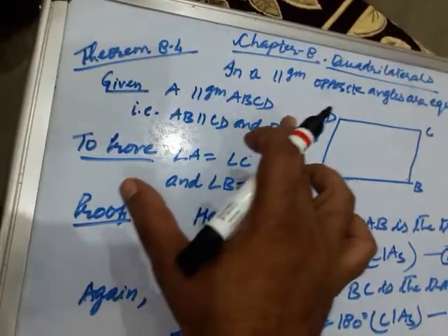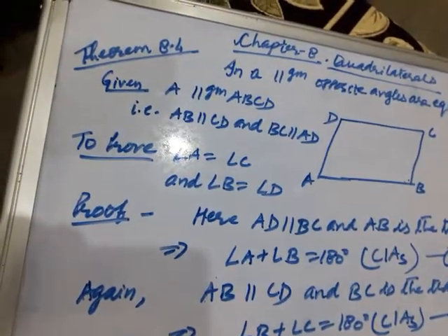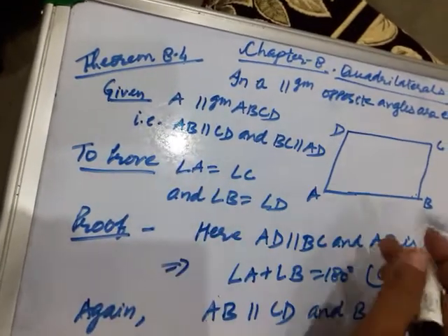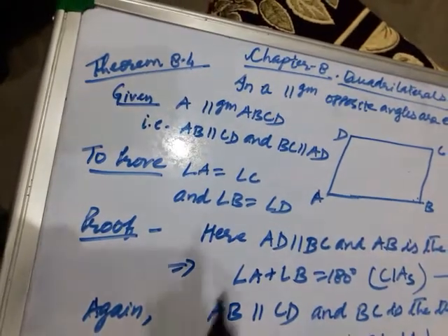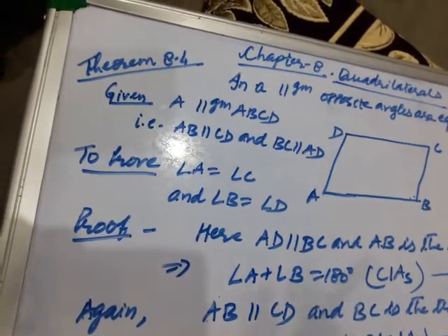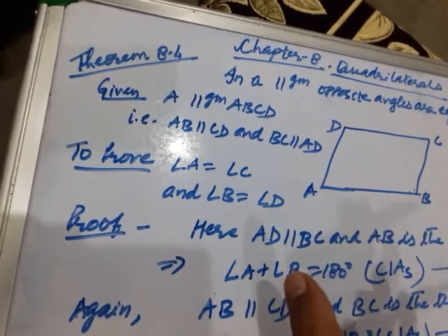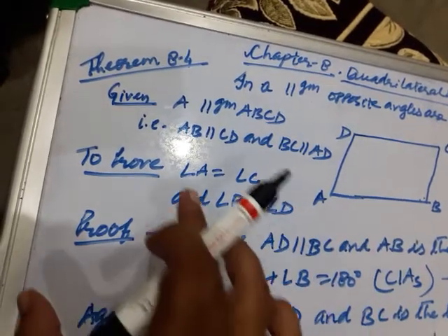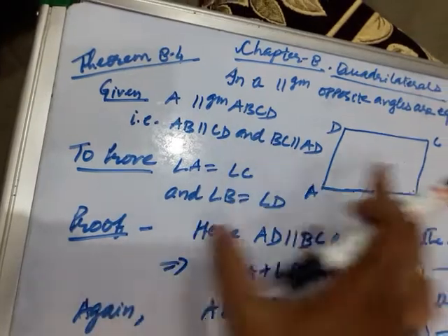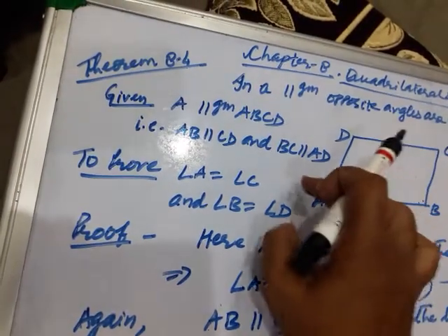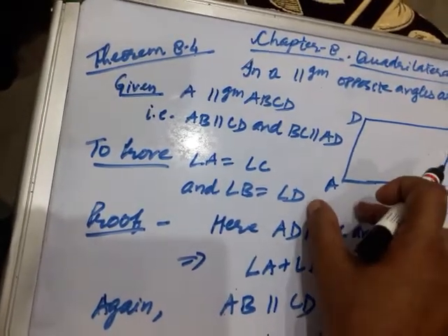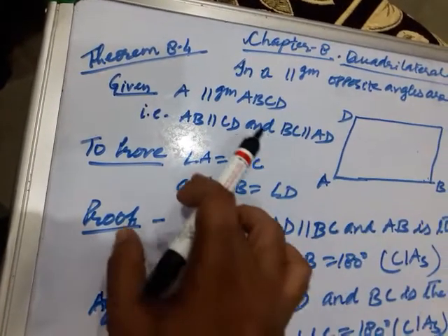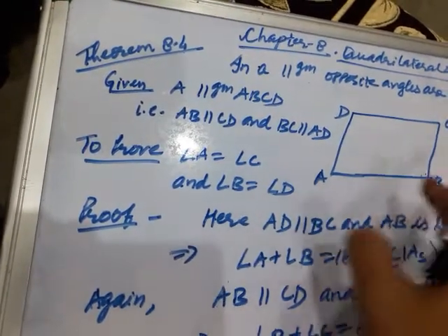So let us reiterate the things. Your theorem was: in a parallelogram opposite angles are equal. We have to prove that. What is given? A parallelogram ABCD, that is pictorially clear. It is in front of you. What is the basic property of a parallelogram? Opposite sides of a parallelogram are parallel, that is AB is parallel to CD and AD is parallel to BC, that is given in the question itself. What we have to prove is that angle A equal to angle C and angle B equal to angle D.